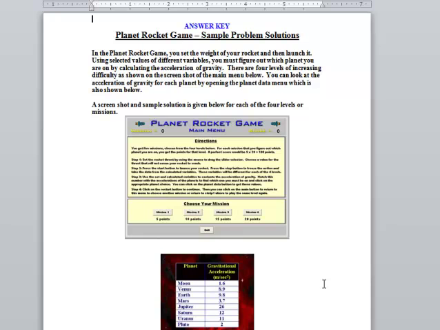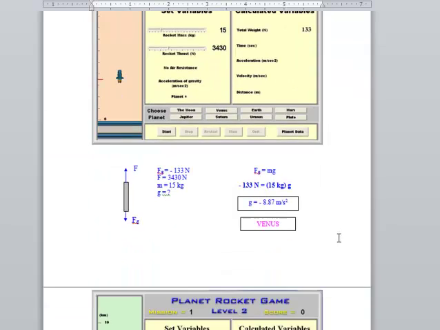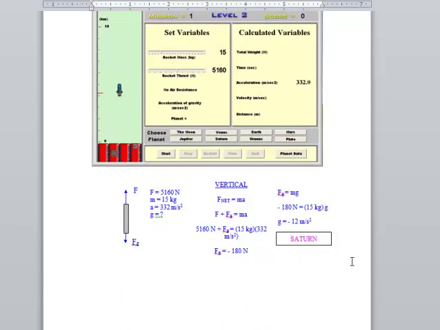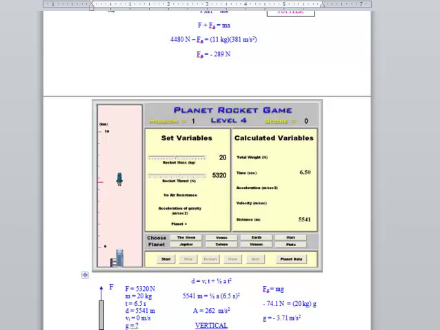Here is the Word instructor file, which shows you each of the 4 problems and a sample solution.